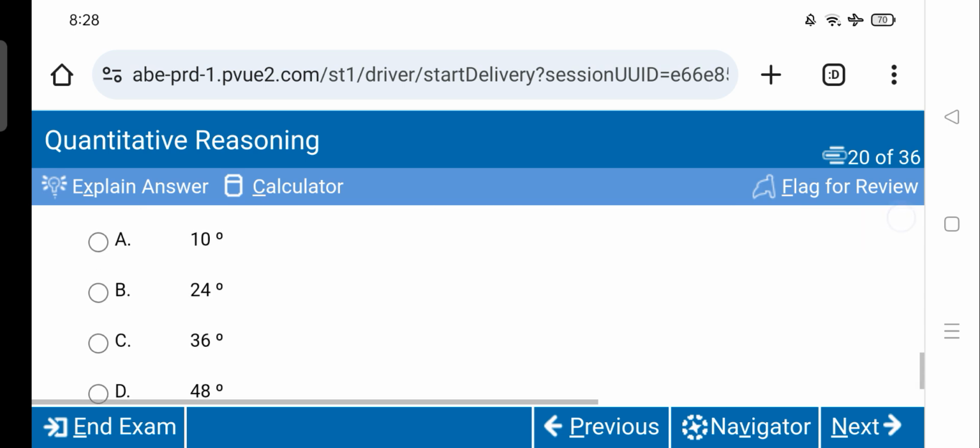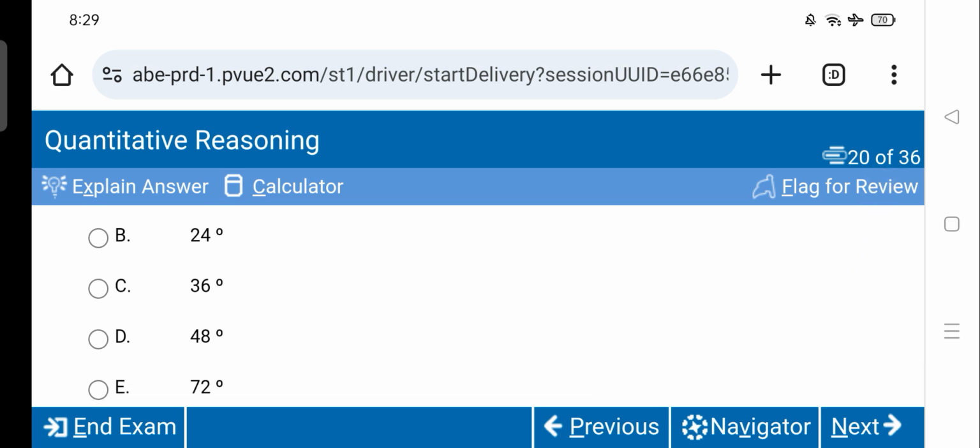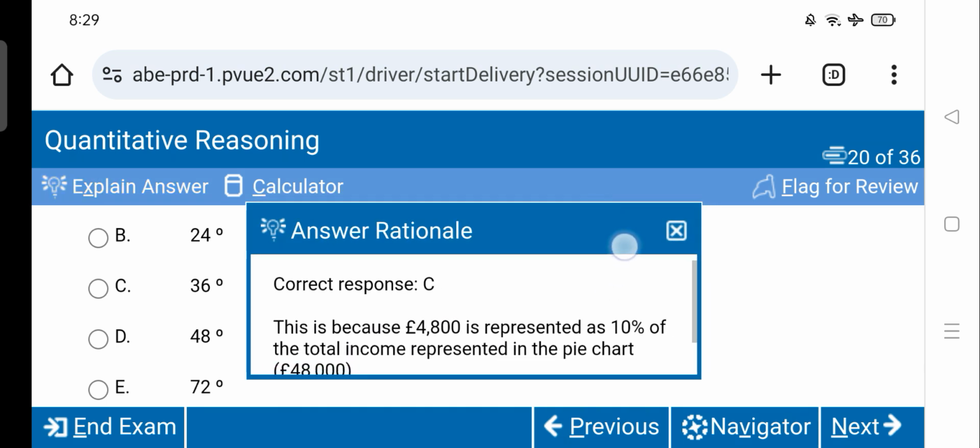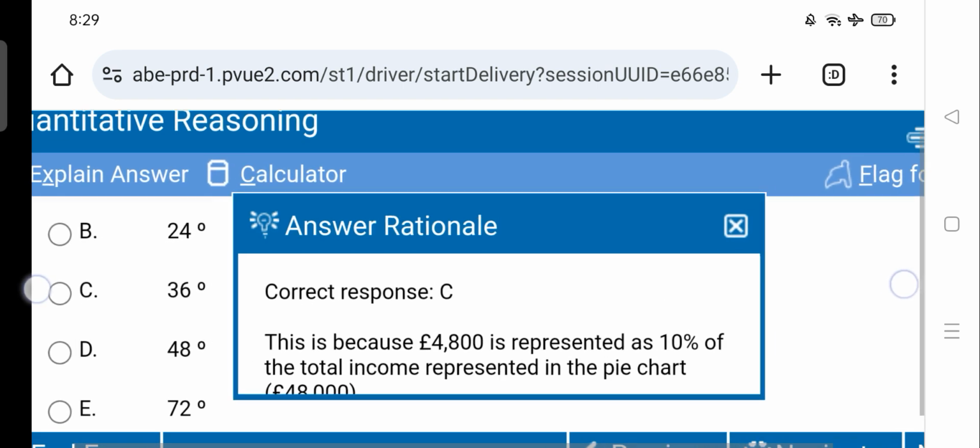Option A 10 degrees, option B 24 degrees, option C 36 degrees, and option D 48 degrees, option E 72 degrees. So the correct response, we have option C.